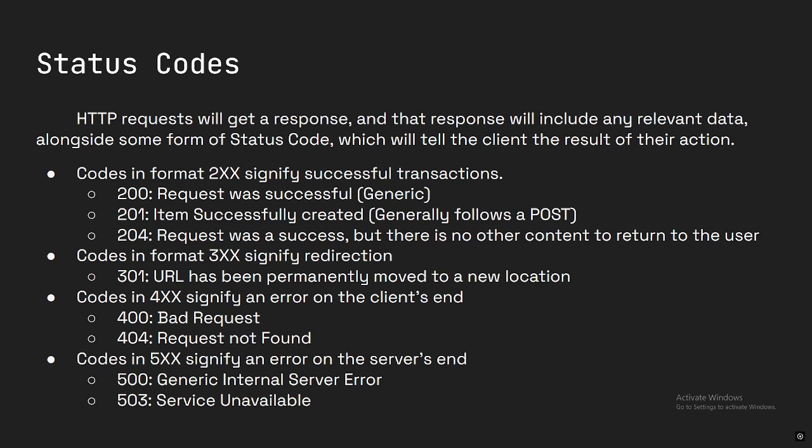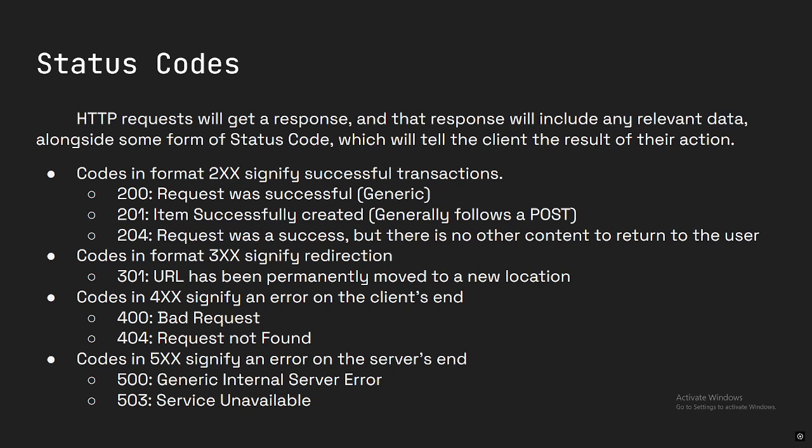Outside of successful transactions, there is a 300 code, and those generally signify redirection. An easy example is a 301 code, which essentially will tell the user that the URL has been permanently moved to a new location. So let's say YouTube changes their URL format, and I try to reach a video using the old URL. YouTube's backend is going to send a 301 telling me that the URL has been moved to this new URL, and then my browser will redirect me to that new URL to view the video I was originally trying to see.